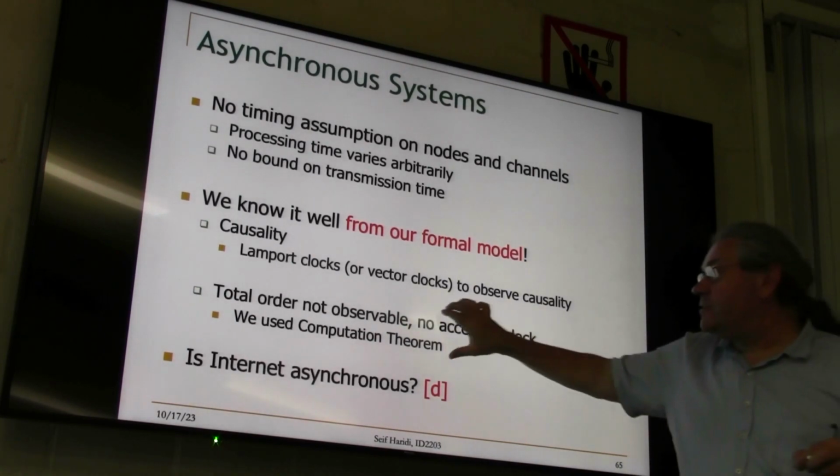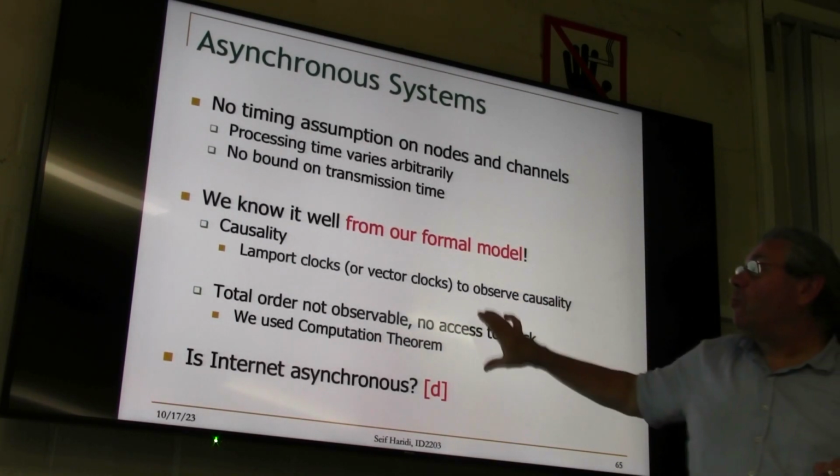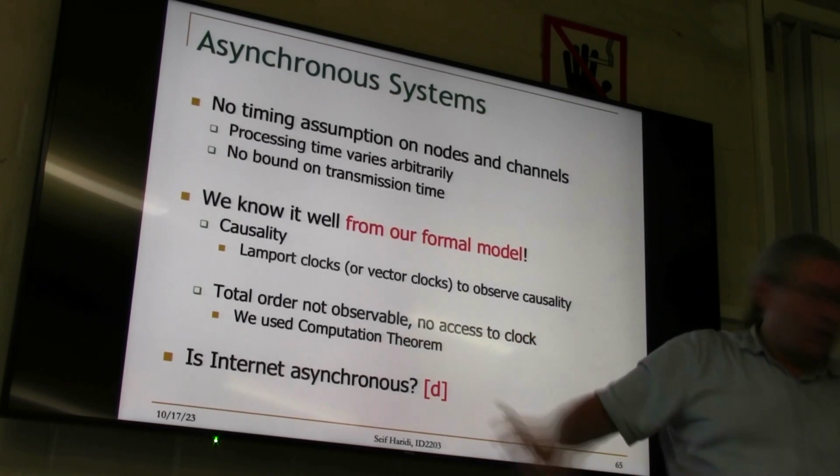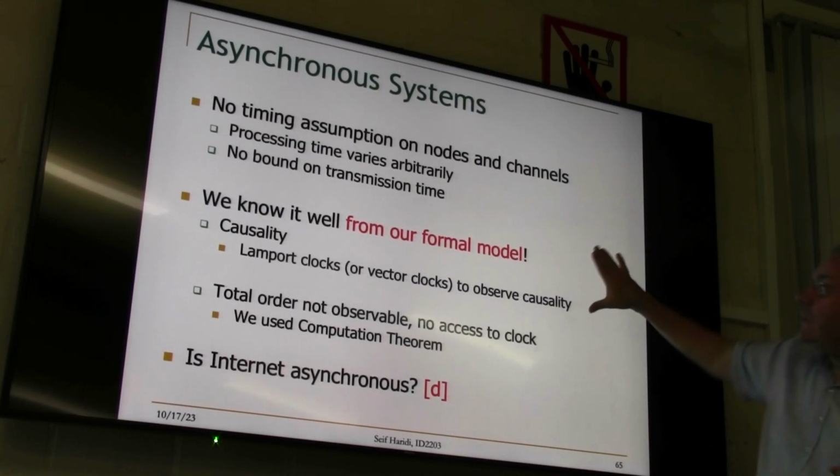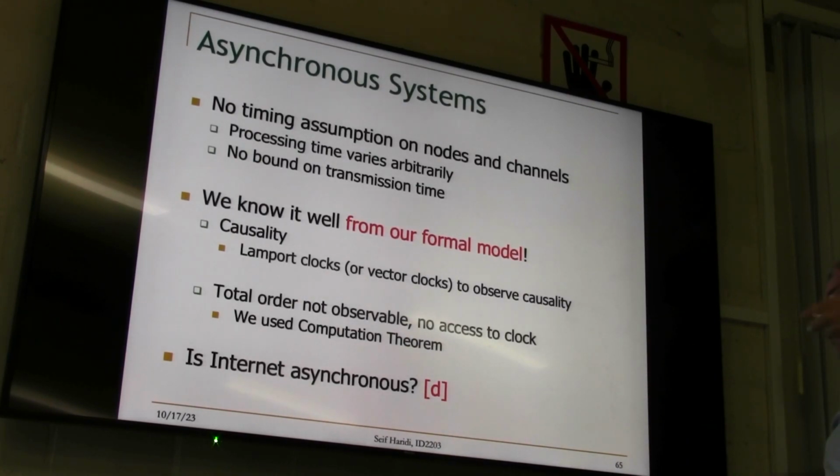And you can't actually see the wall clock from this formal model. With no wall clocks, and with causality only, you cannot see the actual total order, because we're only worried about finite or infinite. So that's the most relaxed system. When I send a message, it arrives in some finite time, or if there's a failure, it will never arrive. If I do a computation, it will take some finite time.